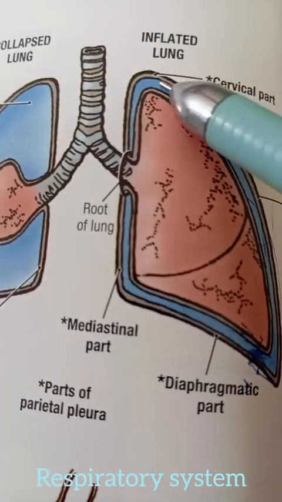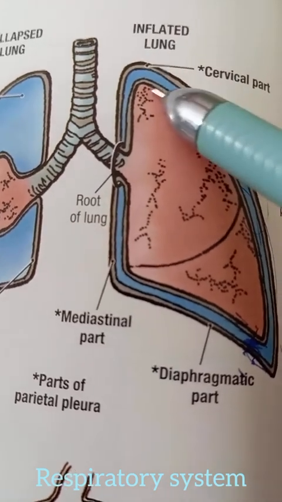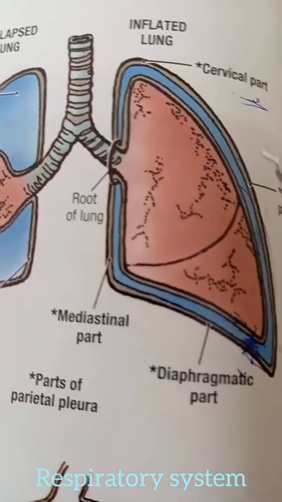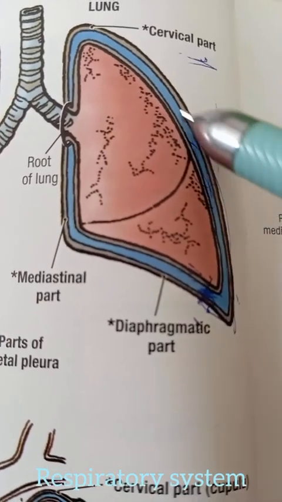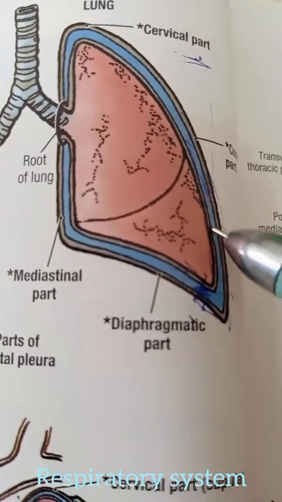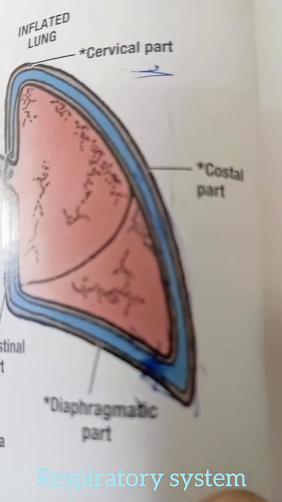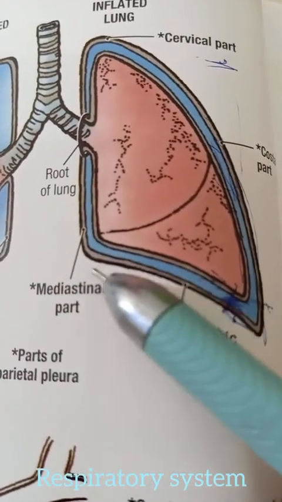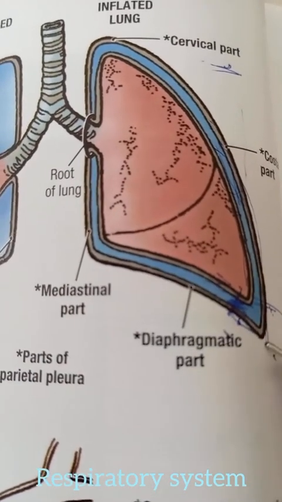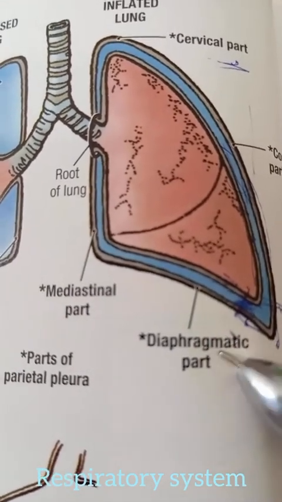Part number 1, which is closing the apex of the lung, the apical part of the lung, is known as the cervical part of the parietal pleura. The part of the parietal pleura which covers the costal surface is called the costal part of the parietal pleura. Then the part which lies parallel to the diaphragm, or the diaphragmatic surface of the lung, is known as the diaphragmatic part of the parietal pleura.